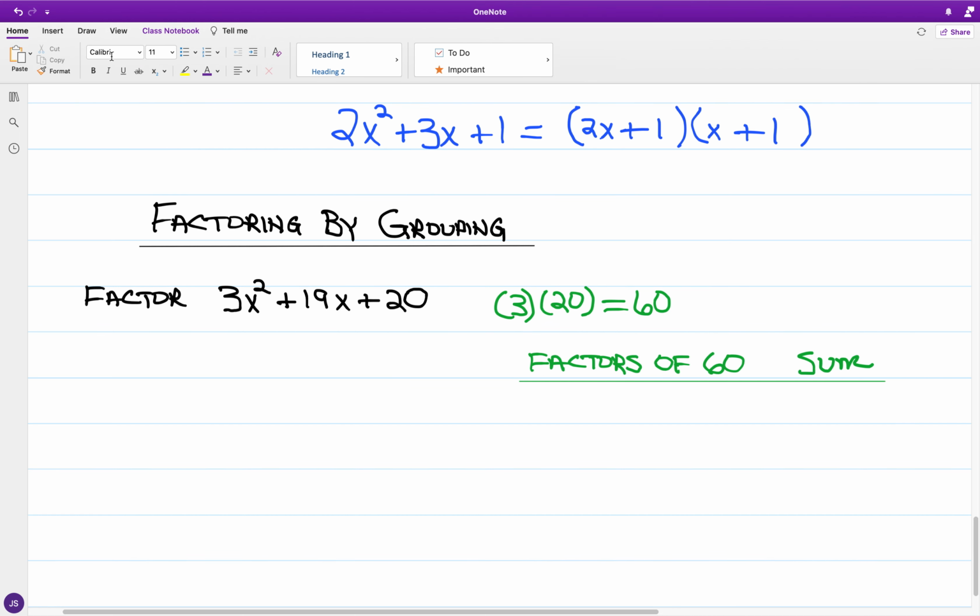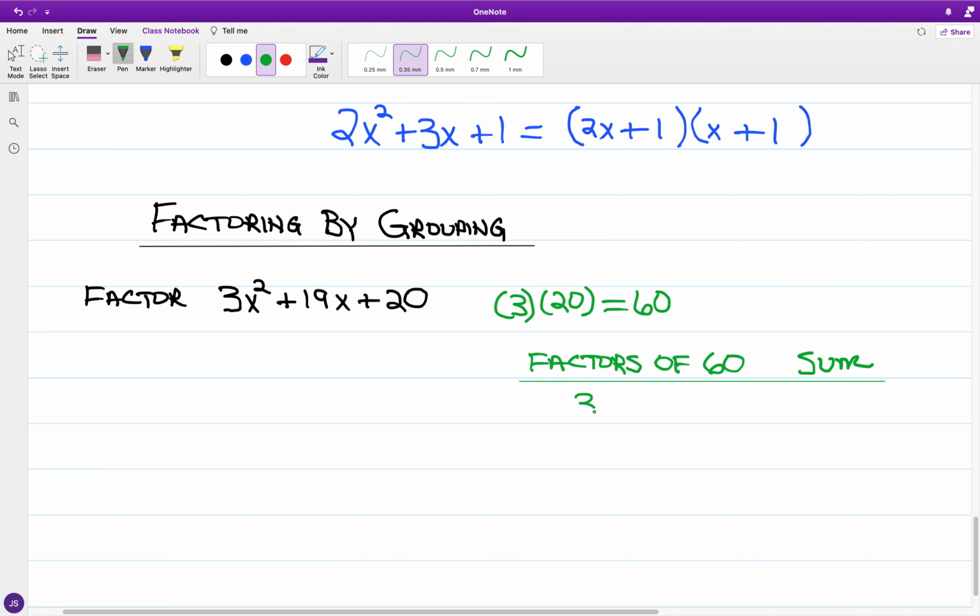Okay, and to give you a little bit of a smooth transition, we just dealt with 3 and 20. 3 times 20 is 60. However, in terms of adding 3 plus 20, it comes out to 23 as opposed to 19. So this is not the combination we're looking for.